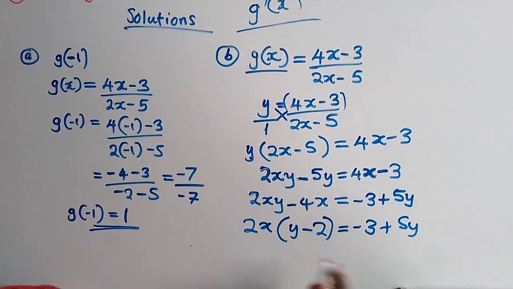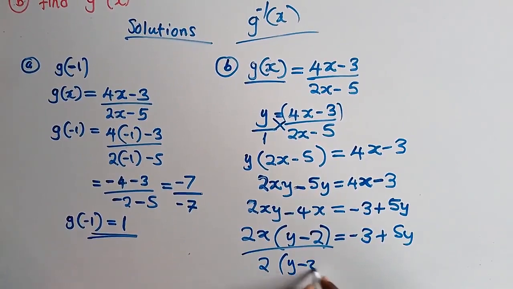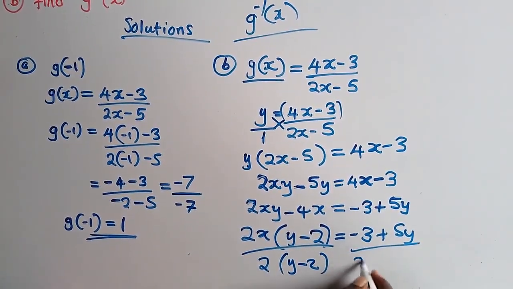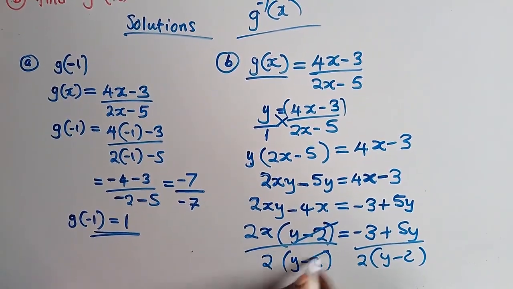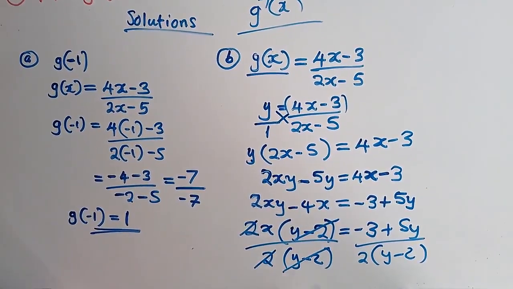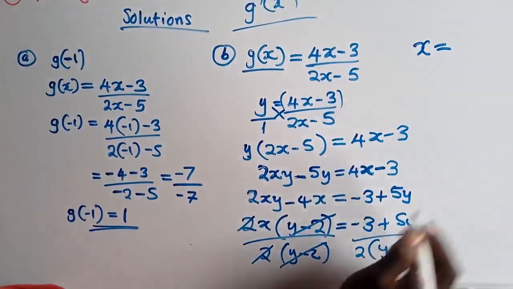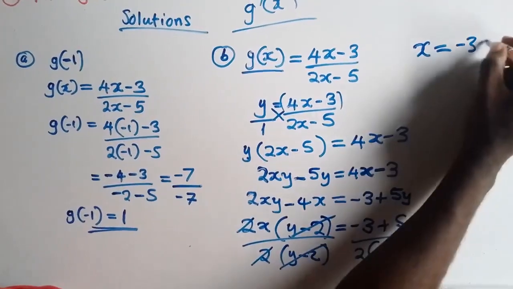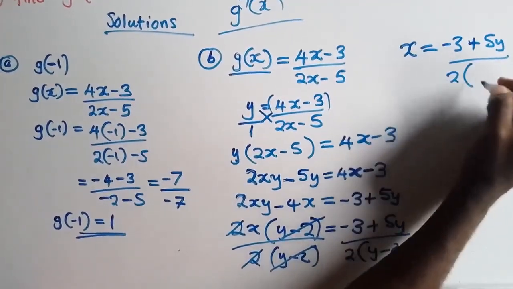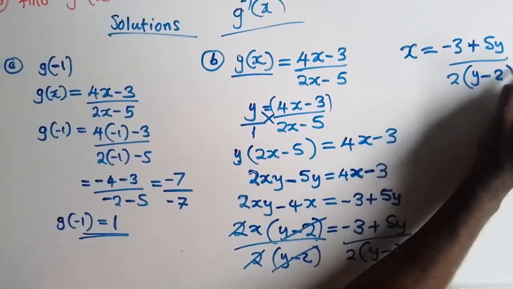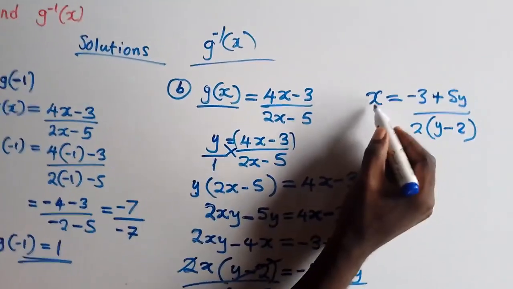You divide both sides by what? By what you don't want. 2, open bracket, y minus 2, like this. Even there, 2, y minus 2. So these two cancelled. You remain with what? X here. So x is equal to what? Negative 3 plus 5y over 2, open bracket, y minus 2. This is the answer that I've remained with. So I've made x the subject of the formula.